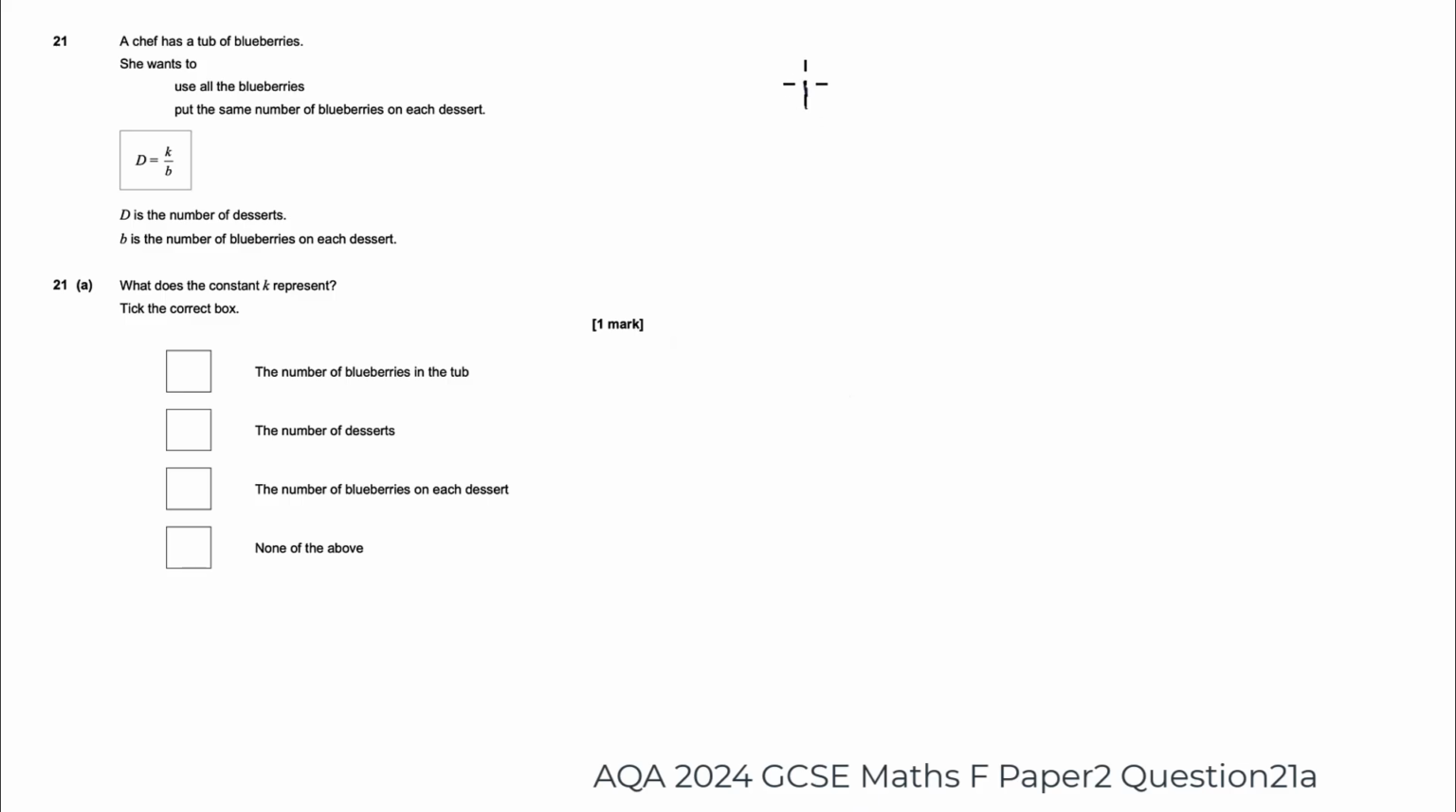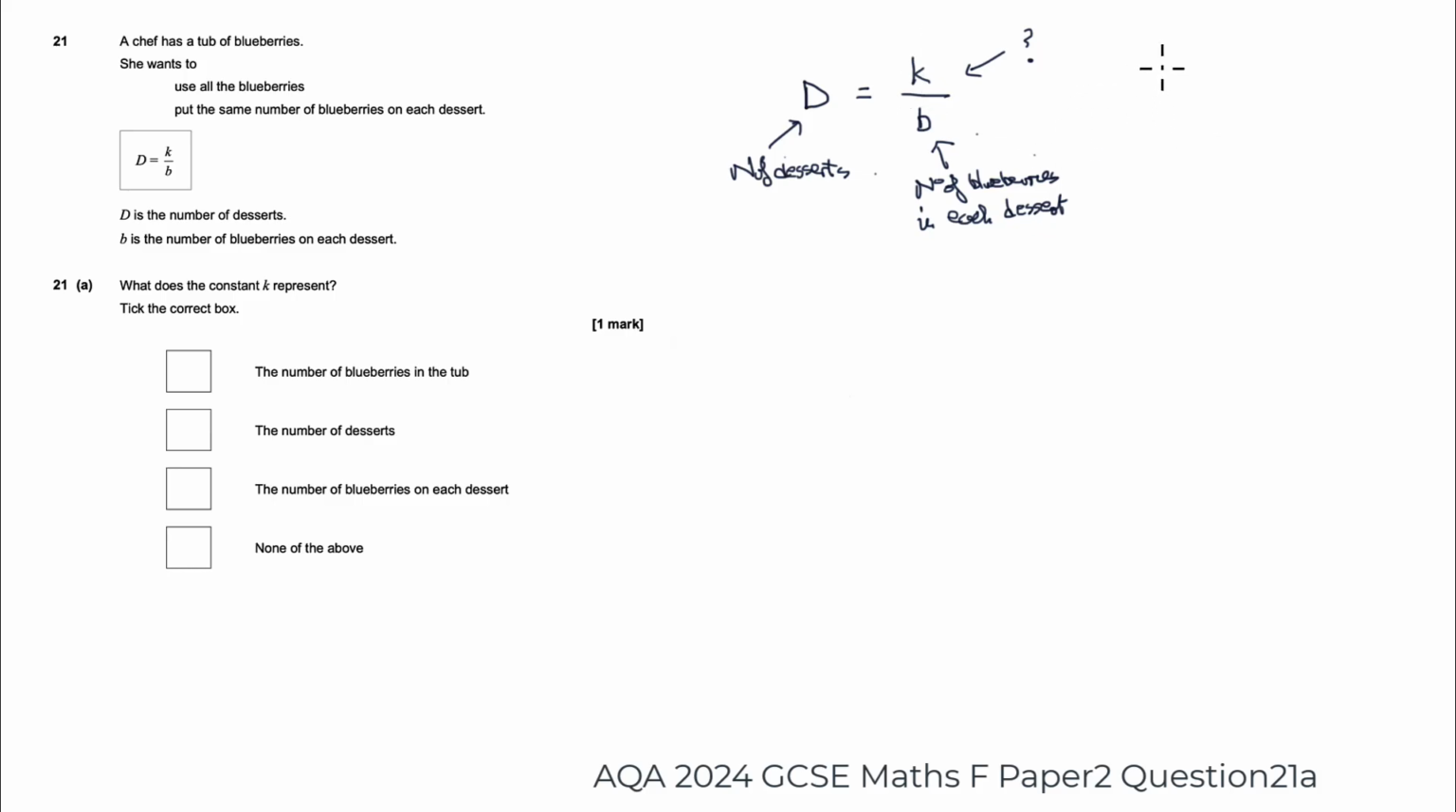Now, we're given this formula where the number of desserts is big D, capital D, and this is the number of blueberries in each dessert. And that, remember, is the same number in each dessert. And the question asks us, first of all, what on earth does that stand for?